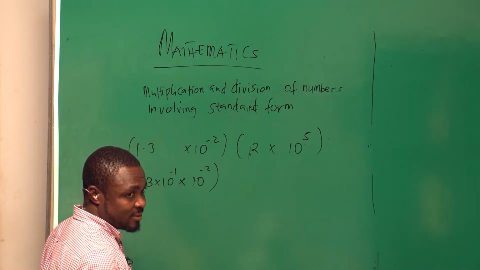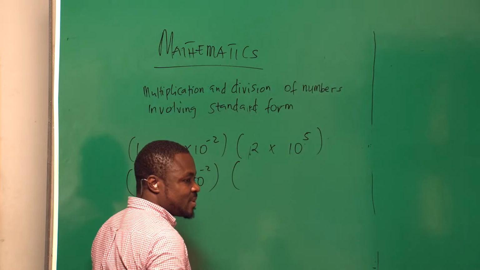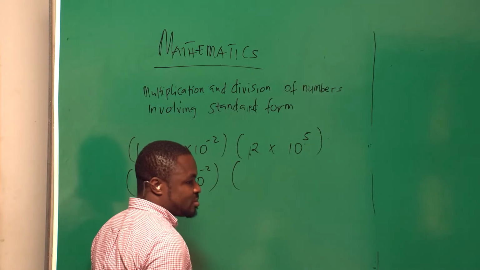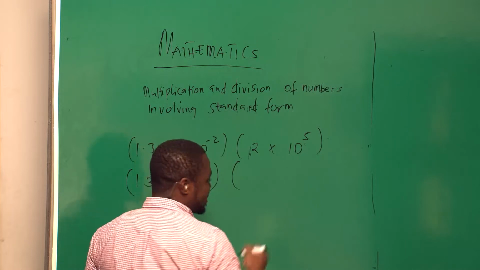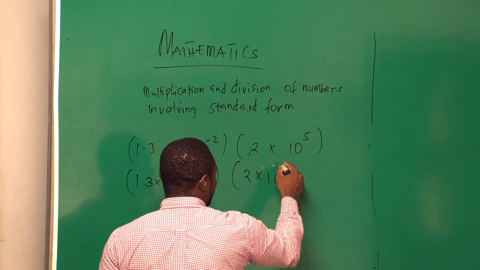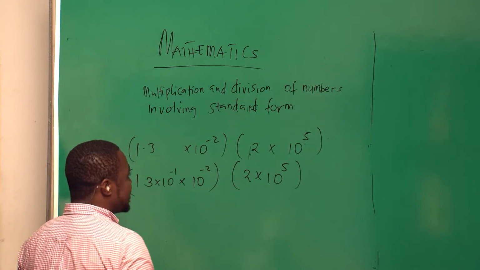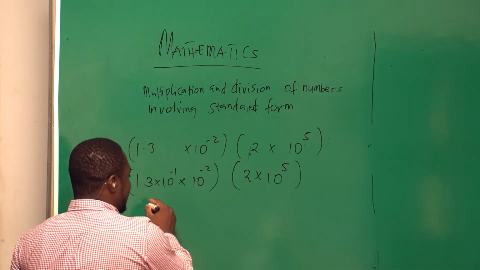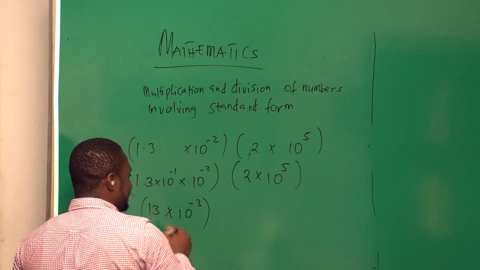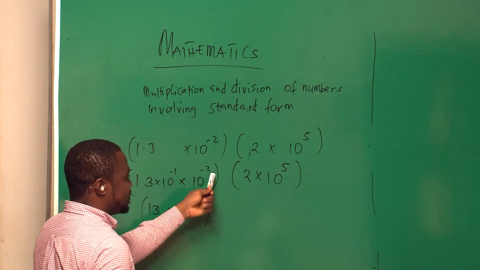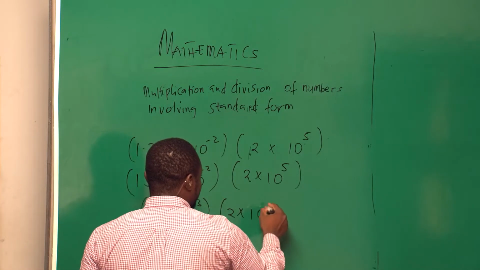I hope that's okay. Then here, you don't need to rewrite it because it's already so easy to deal with. It's just 2 times 10 exponent 5. So you write it as this. Is it clear? So in effect, you can write as 13 times 10 exponent negative 3 because you add the exponents. Then times 2 times 10 exponent 5.